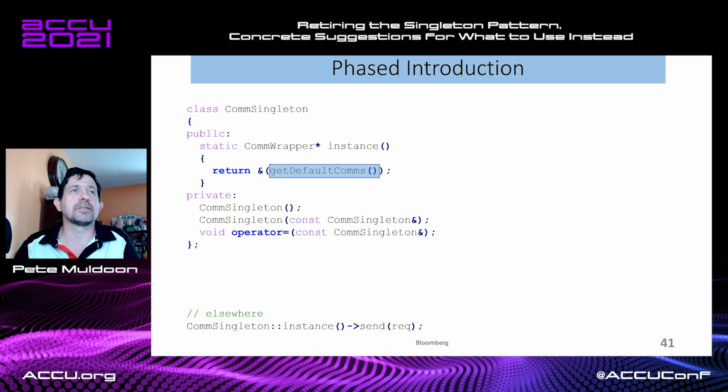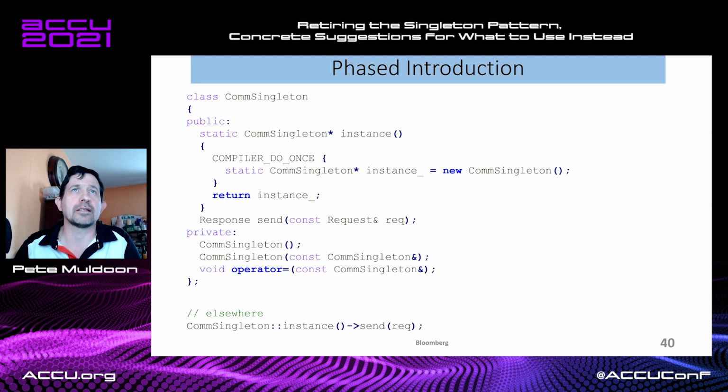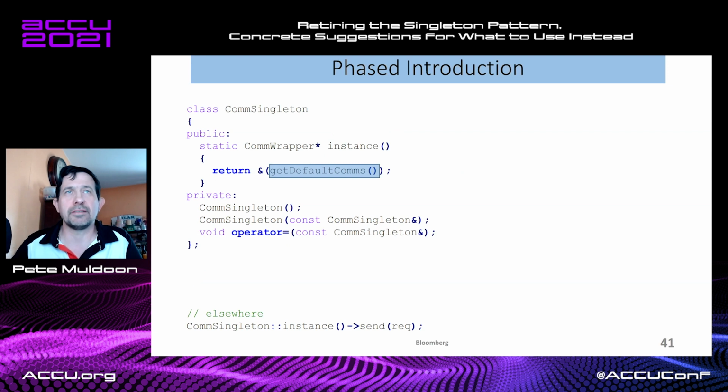So I take my com singleton and I get rid of the private instance member and I have it return the com wrapper. Right, let me just show you that again. So look at the instance function. We were returning a com singleton instance, but now I'm just going to return the wrapper from my default comms. And anywhere, as you see in the bottom, where people are calling the com singleton instance send function, it will just compile and it will do the right thing.